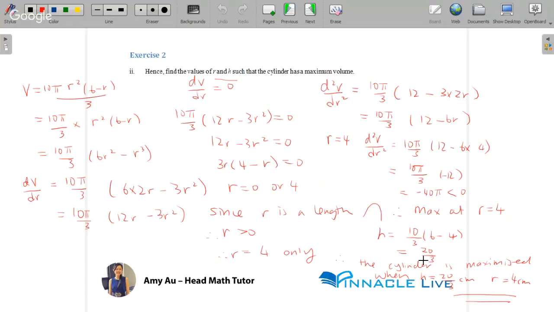Answer the question, which is what is H and R? So R is 4, H is 20 on 3. All right, so these 2, I would say, still fairly simple. I mean, as long as you've seen how it works, usually it's not that hard.